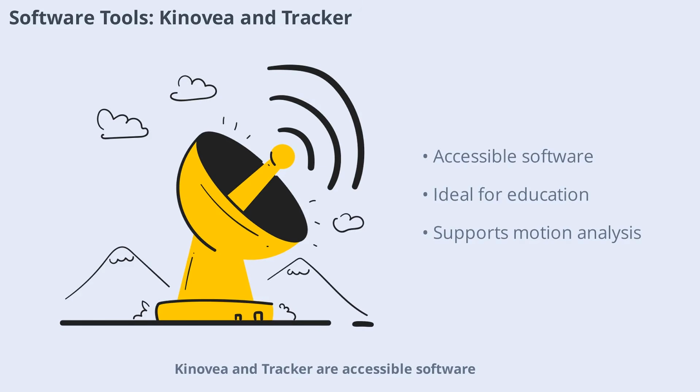Kinovea and Tracker are accessible software tools that allow for video-based motion analysis. These programs are particularly useful for educational purposes and small-scale research projects. By analyzing simple video footage, students and researchers can practice locating the ICR and gain hands-on experience with biomechanical analysis.